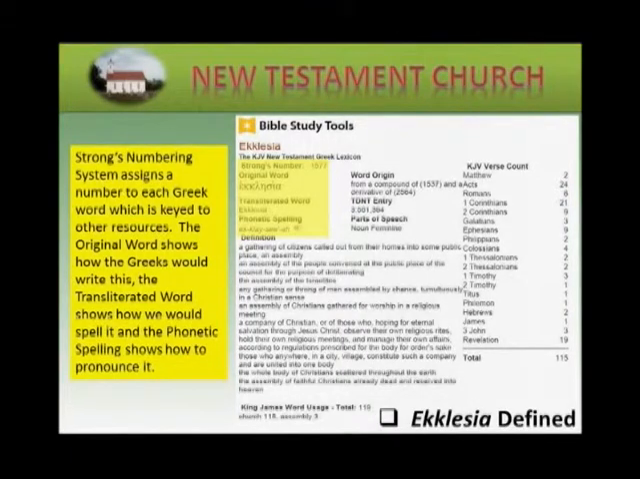Now, what's a transliterated word? A transliterated word is when you take that Greek letter above it and you just give it the English equivalent. Now, that's important to note. Transliterated and translated are two different things. A lot of people don't recognize that. Transliterated is not a translation. That's really important. Well, why? Let me give you an example.